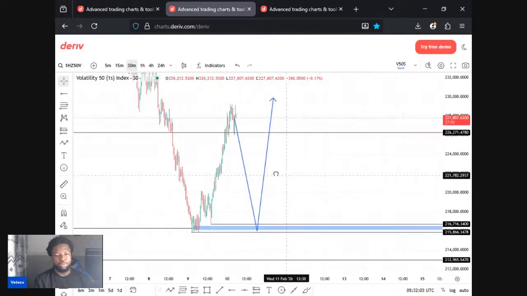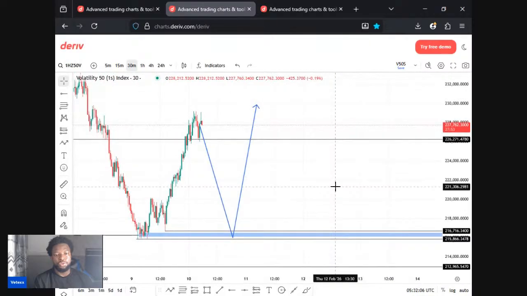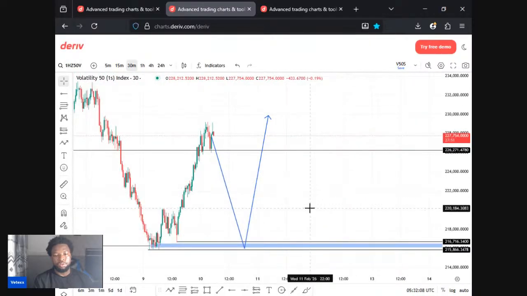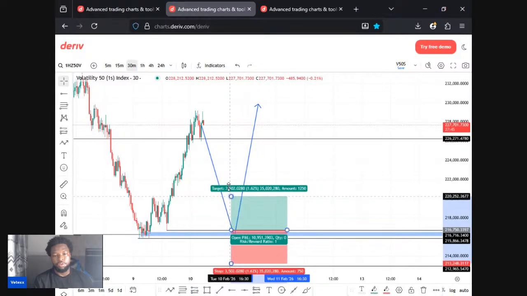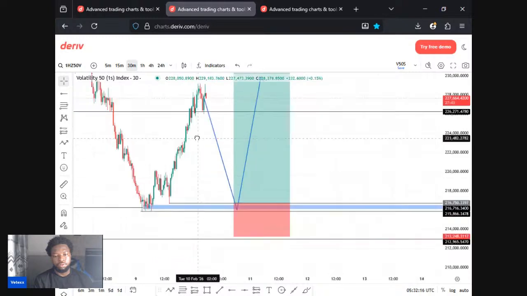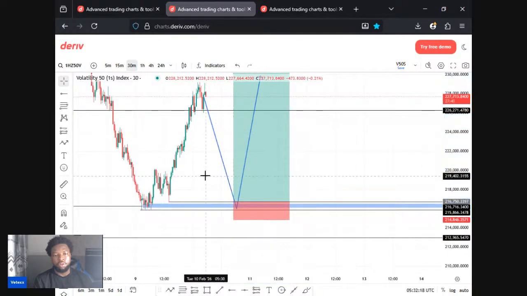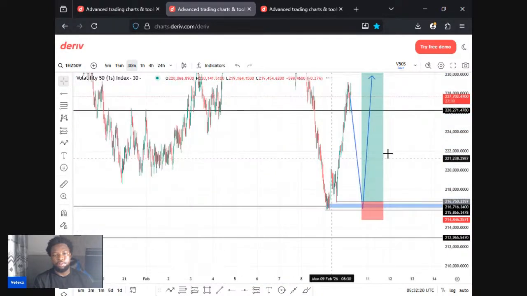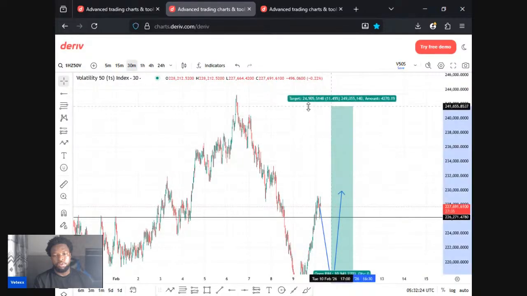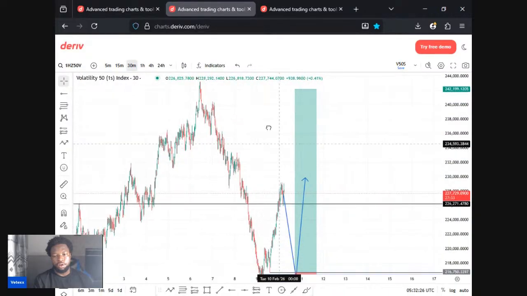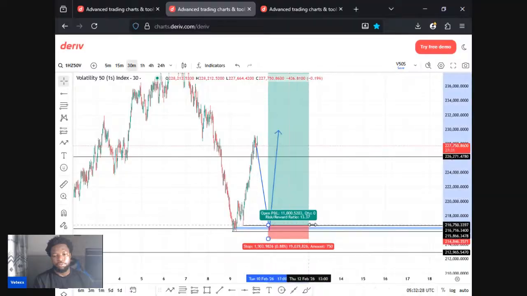So this is the setup we have currently on V51s. This is what we are going to be anticipating on V51s. So you be on the lookout. If price comes back to this zone and then taps, this is actually going to be our full take profit level.